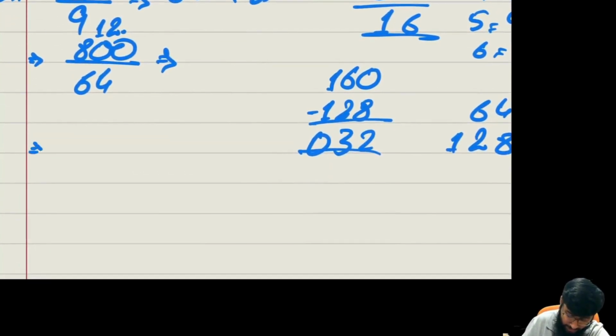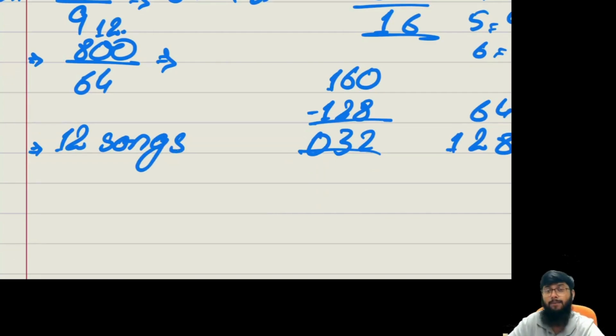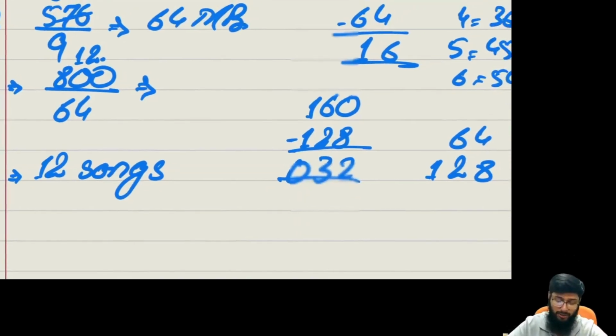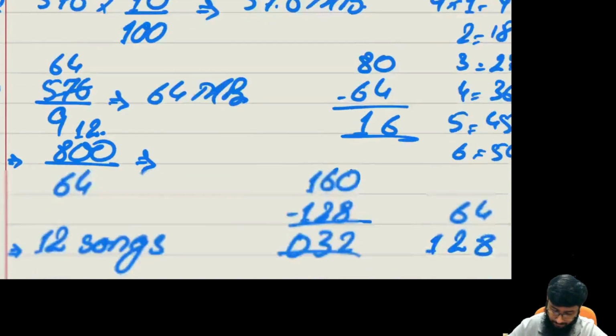So you need to write the answer in the same format as they have asked. So it will be 12 songs in all that will be stored on that particular CD, because not a part of that particular song could be stored over here. That's the reason you write that only 12 songs could be stored over here. So this is how you need to do this part.